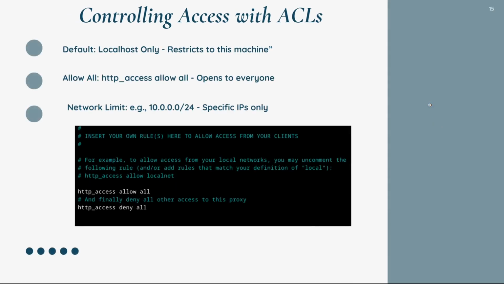Now let's talk about controlling access with access control lists. By default, Squid gives access only to localhost, so to make it available for everyone, we have to use http_access allow all. We can also specify a certain network by using http_access allow and then the network, for example here 10.0.0.0/24. And the last line shows http_access deny all, which means that we deny and restrict all access to everyone else besides the one we gave access to.